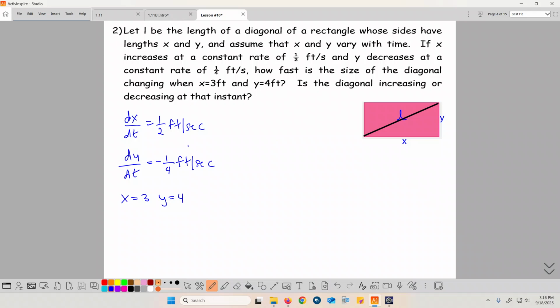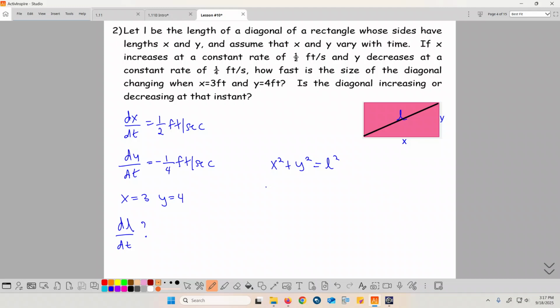So these are the given pieces of information, and what we are looking for here is how fast is the diagonal changing. So ultimately, we are looking for dL/dt, right? That's what we're looking for here. So let's figure this out here, okay? All right, so this looks to me like we can start off with our Pythagorean theorem. So I'm going to say here x squared plus y squared equals L squared.